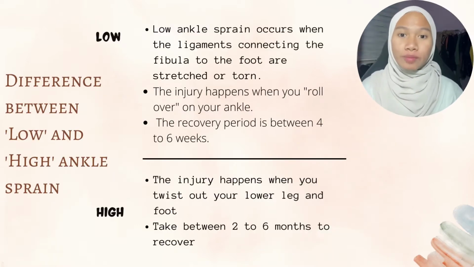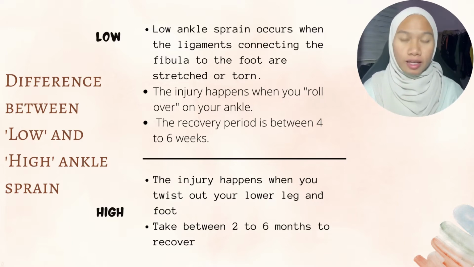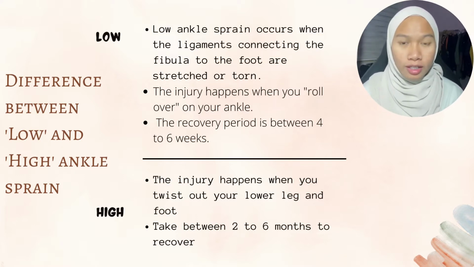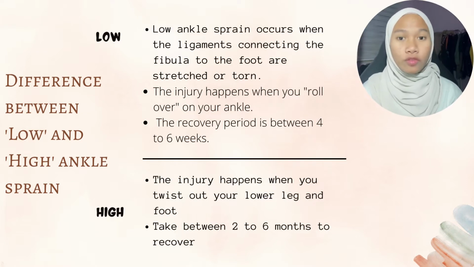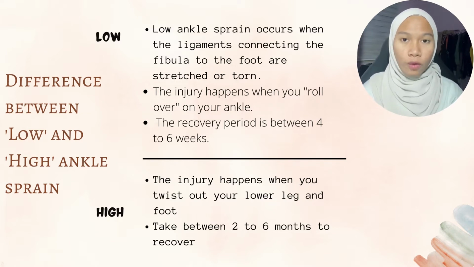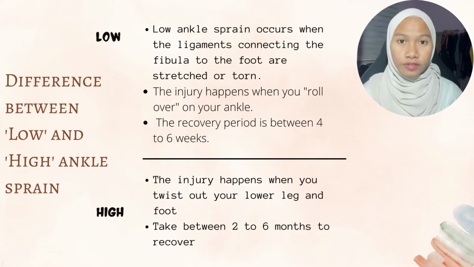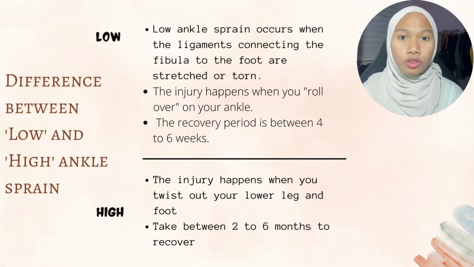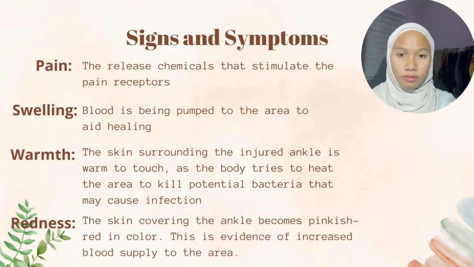We move to the difference between low and high ankle sprain. A low or common ankle sprain occurs when the ligaments connecting the fibula to the foot are stretched or torn. This injury happens when you roll over on your ankle. The recovery period is between 4 to 6 weeks. While a high ankle sprain is a more severe type of ankle sprain because it may take between 2 to 6 months to recover.